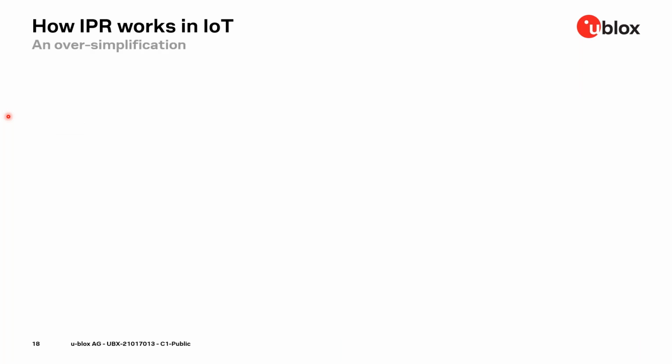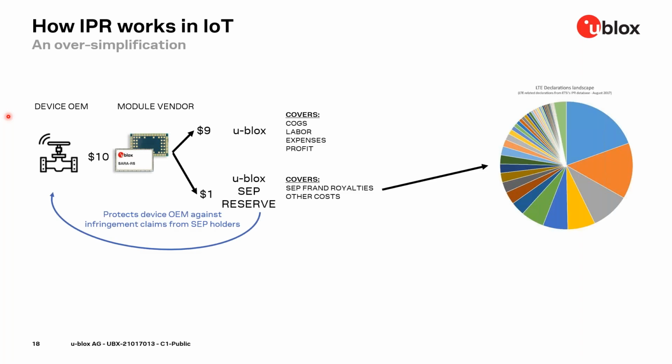So let's quickly wrap it up on the IoT. Again, a simplification, a hypothetical. Let's say a meter maker, in this case an IoT manufacturer of smart meters, buys a $10 module from a module vendor. Instead of the meter maker paying royalties based on the price of their meter, a knowledgeable module maker seeks licenses ahead of time based on the module price, and then takes a percentage of the module selling price and sets that aside to pay the royalties.